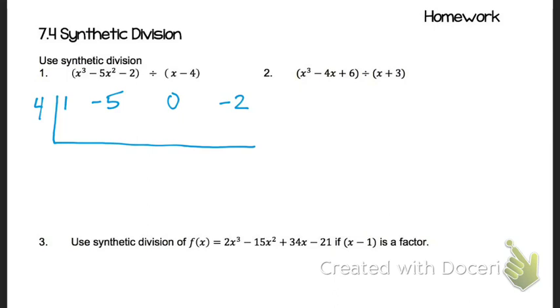And if it tells you that something is a factor, then a good way to check your answer is that you know that you don't have a remainder. So if you get a remainder, you did something wrong, you can go back and fix it. So I treat it the same way. 4 times 1 is 4, -1.